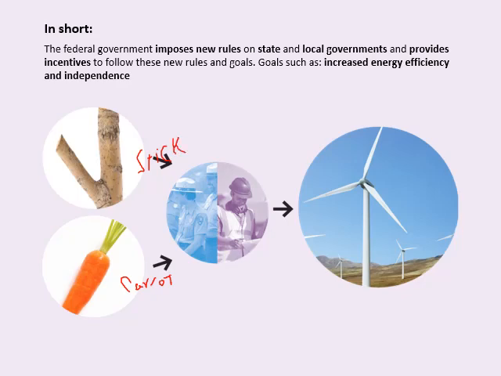The stick is withholding money. The carrot is granting money. Either way, the policy is to get, for instance, wind farms to expand within a state.